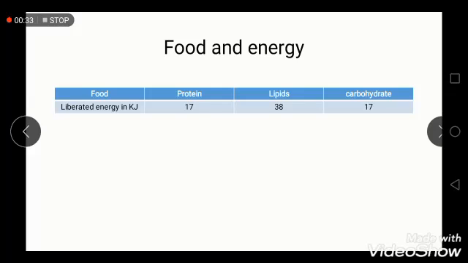So in this table, what do we have? We have the amount of energy produced by each type of food.